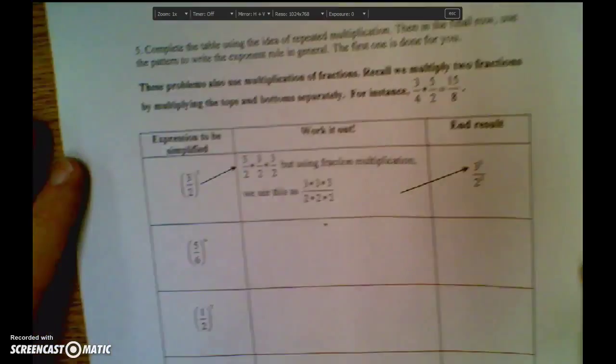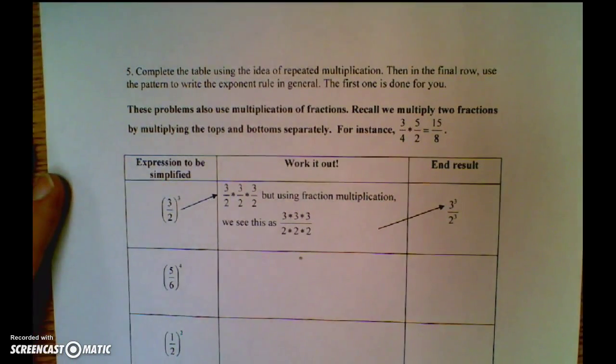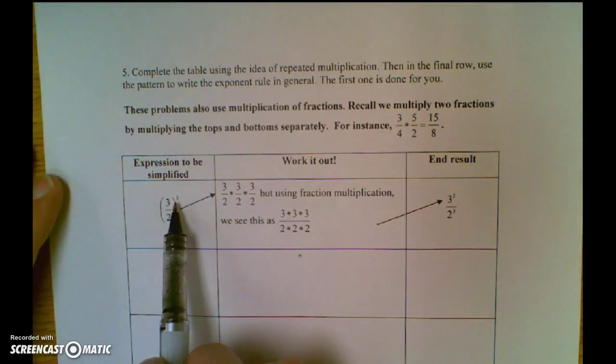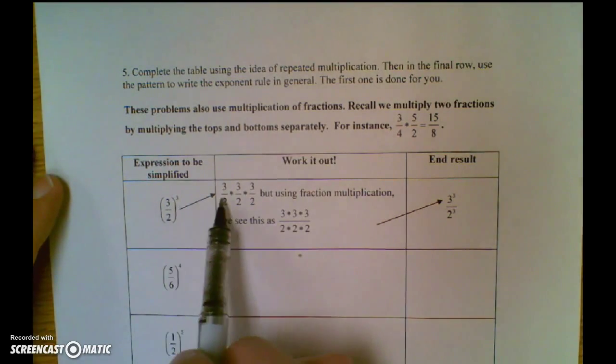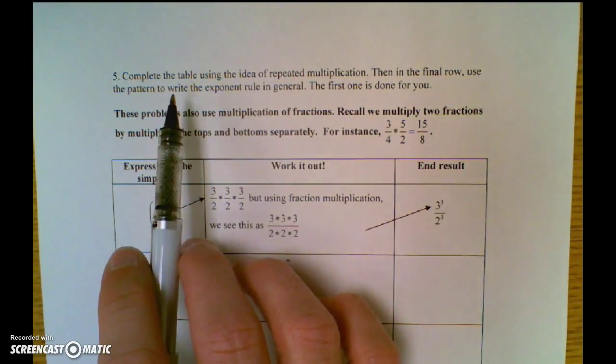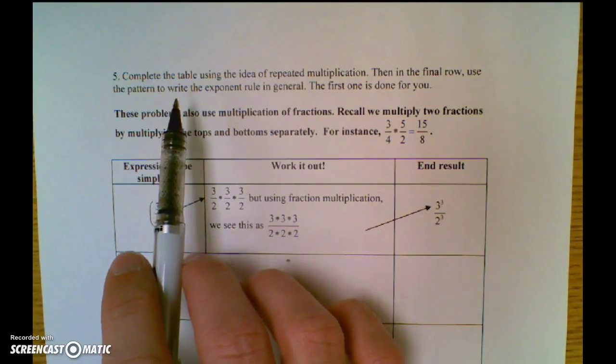Okay, another rule you'll see deals with fractions. When you have an exponent, you're going to see a property with the fractions as well. So the same idea, we're going to complete the table using the idea of repeated multiplication, and then we're going to look for a pattern.